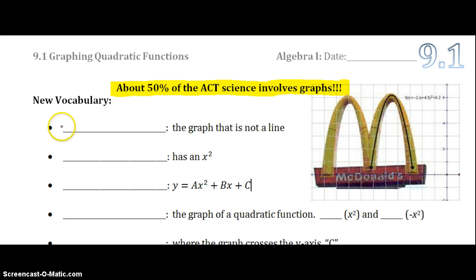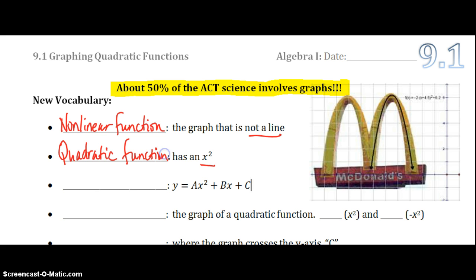All right, quadratic functions are what we call nonlinear functions, which means they're not a line. Quadratic functions always start with x squared or have an x squared in them. So to be a quadratic function, you need an x squared, and of course this is our good old standard form, which helps us in factoring, and it will also help us in graphing.